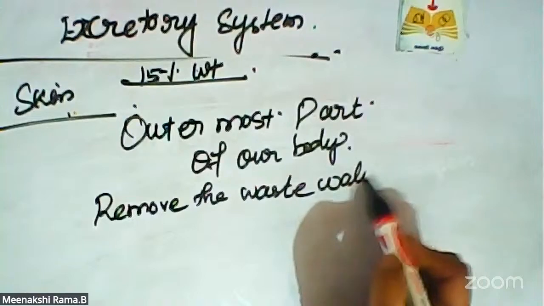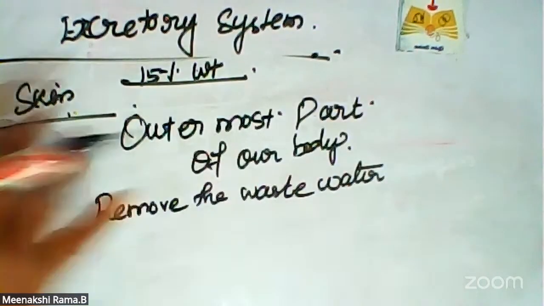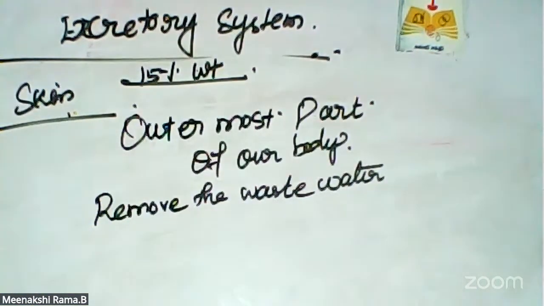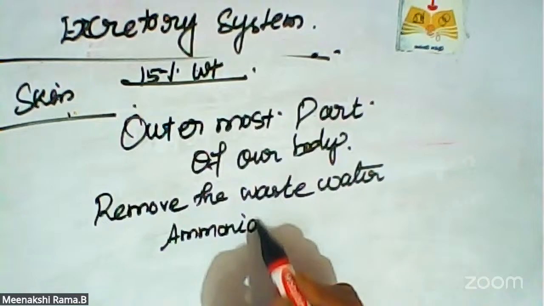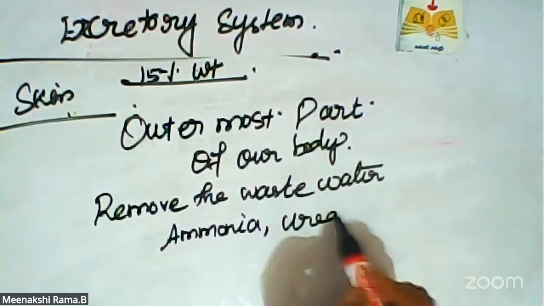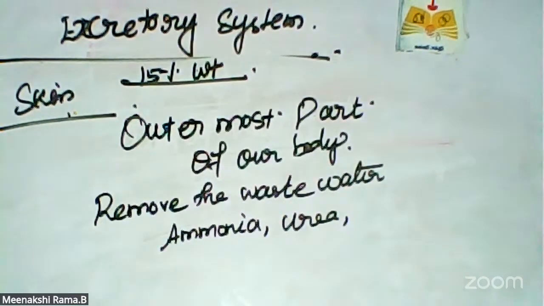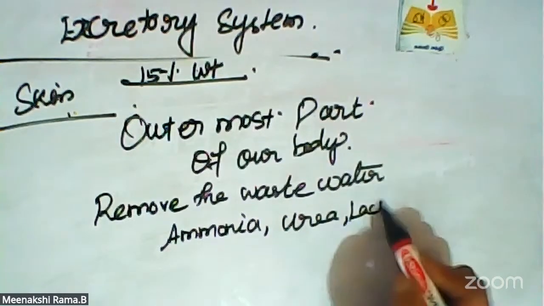The wastewater comes out through the skin. It contains water and small amounts of other chemicals like ammonia, urea, and lactic acid.